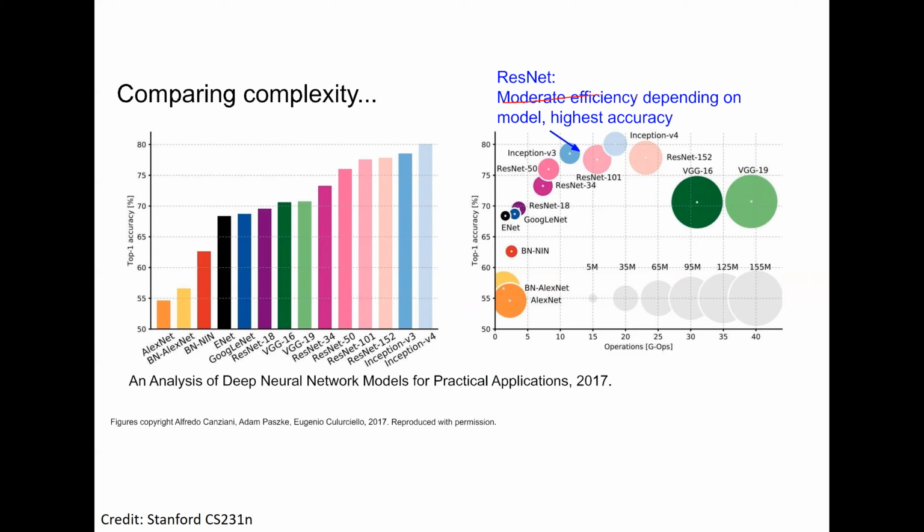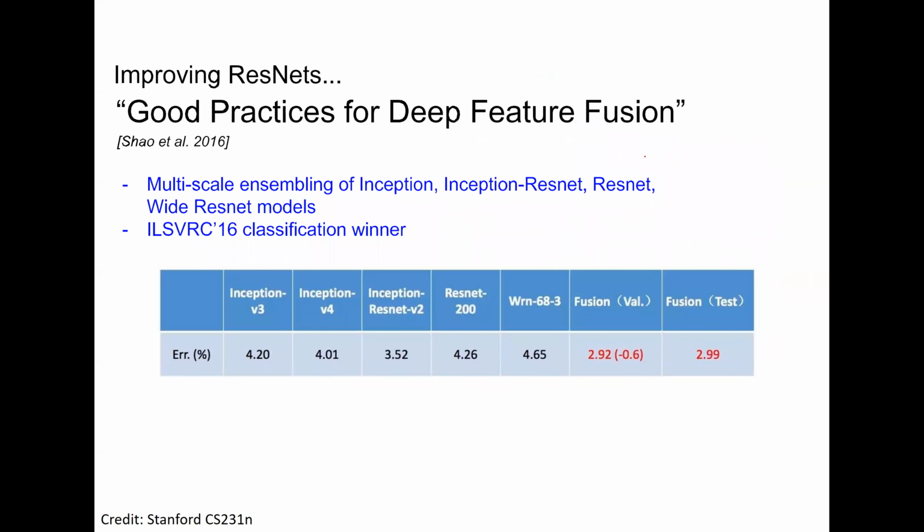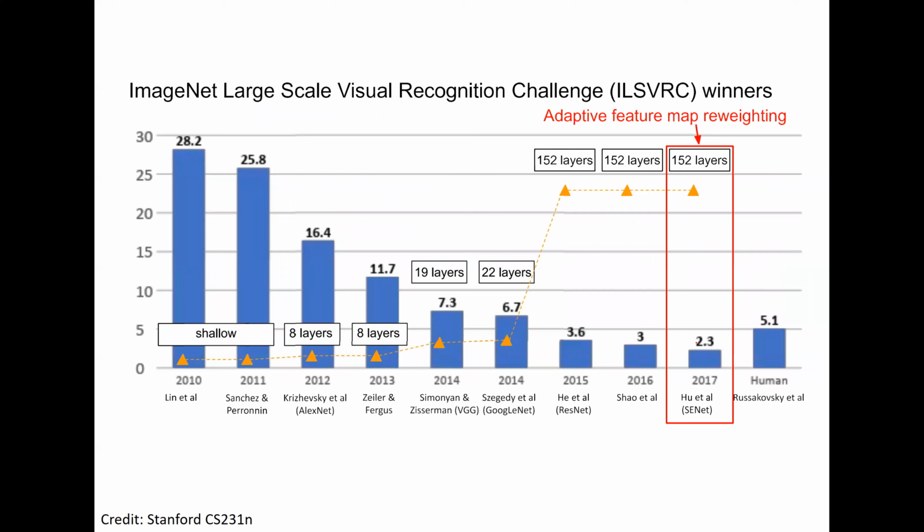ResNet had moderate efficiency, depending on the model, and the highest accuracy at the time. So that is why ResNet was so popular. In 2016, they trained multiple networks as an ensemble, and there were many attempts to improve the performance of ResNet, like a multi-scale ensemble of Inception ResNet, ResNet, and wide ResNet models. And this one was not that popular.